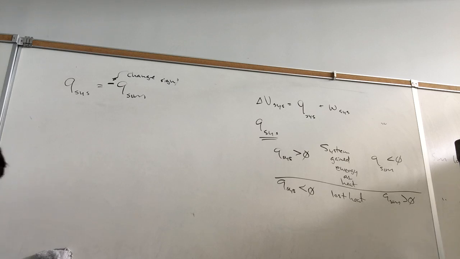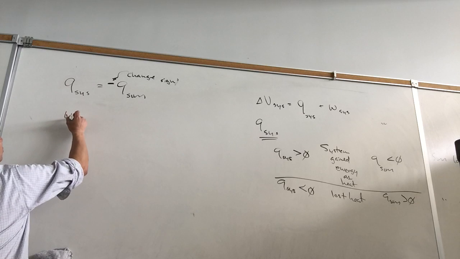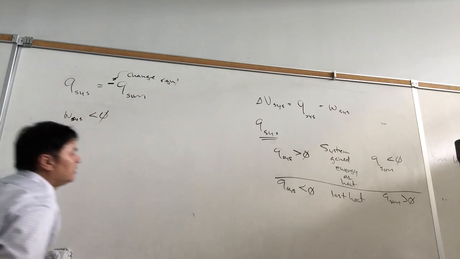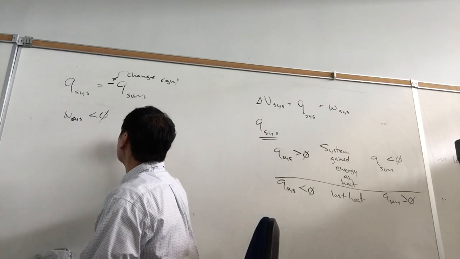We can also have energy exchanged in the form of work. The work would be like blowing up the balloon. Who blew up that 38-liter balloon? Well, the system had to, because the system's volume increased by 38 liters. And so here, when we think about work of the system, if it's less than 0, then the system lost energy doing work.